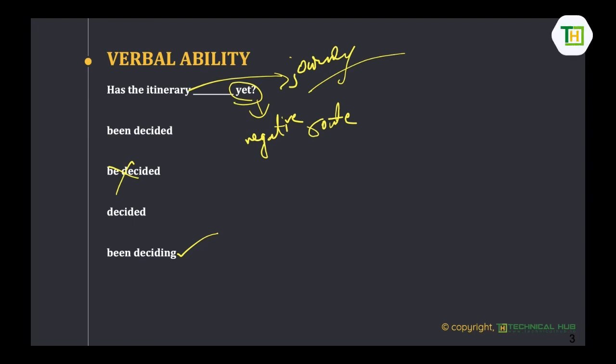Okay. Now, if the same question is given with hasn't in front instead of has: hasn't the journey been decided yet? Been decided. Hasn't the journey been decided yet is the right answer over there.